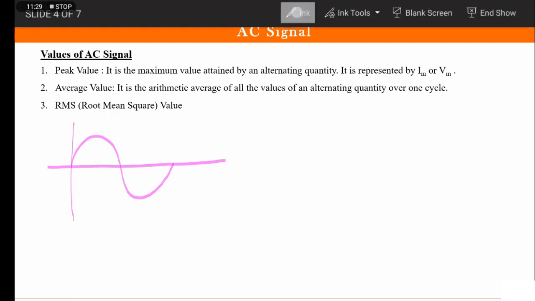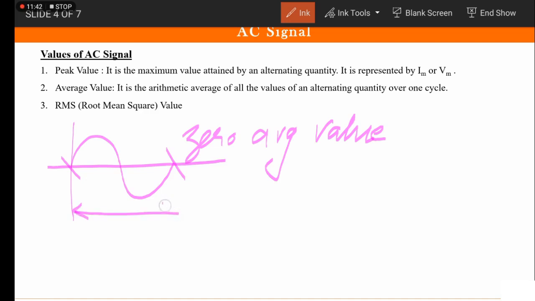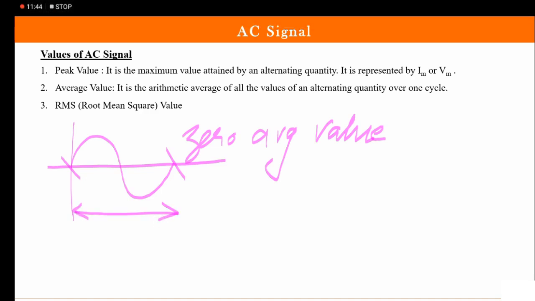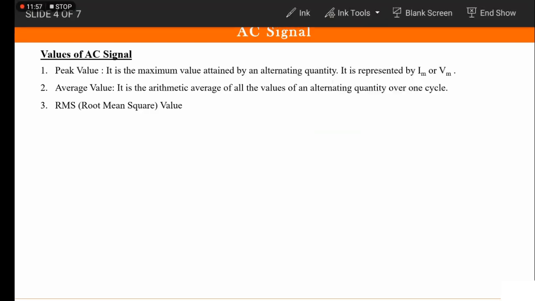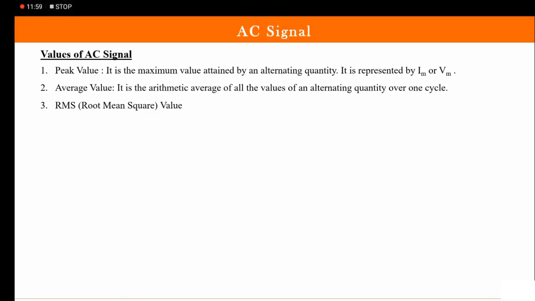Fine. Now this point is very important, right? So it has 0 average value. But average value, if it is taken from this point to this point, it means over one cycle. It has 0 average value, because it has equal positive and equal negative values. Fine. And the third comes root mean square. Now root mean square, we will discuss it when the topic comes. Fine.